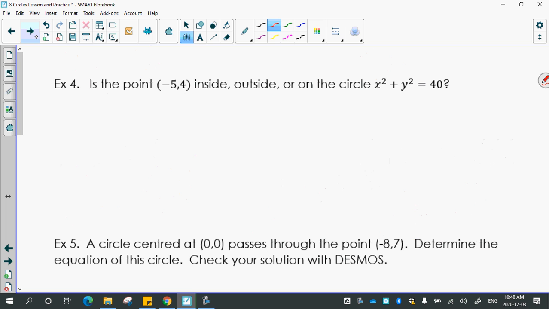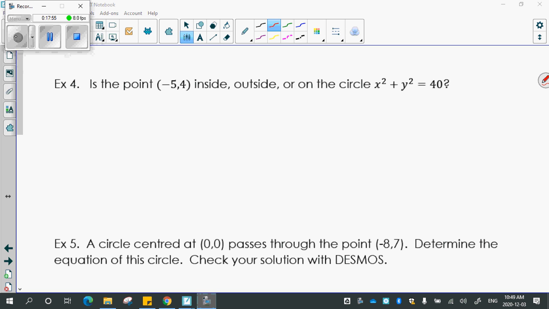Okay, is the point negative 5, 4 inside, outside, or on the circle? All right, everybody try this one. I'll give you a chance.